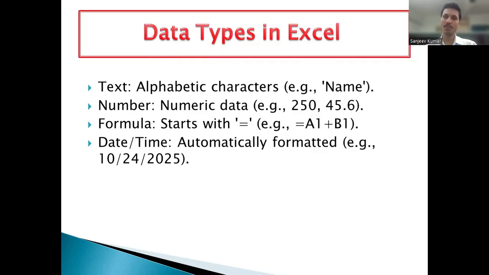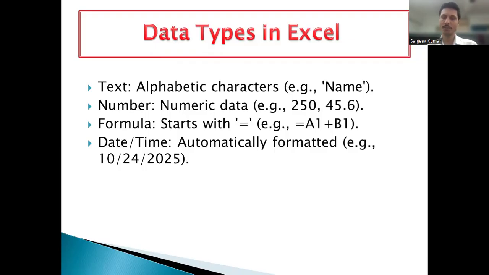If you apply equal to in the third cell, then it will be A1 plus B1. Select those A1 and B1 cells, and the output will be 15. Automatically it will come. And likewise you can do the date formatting also.